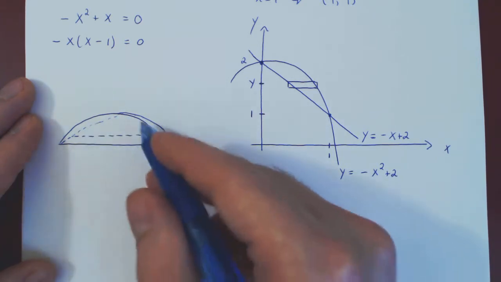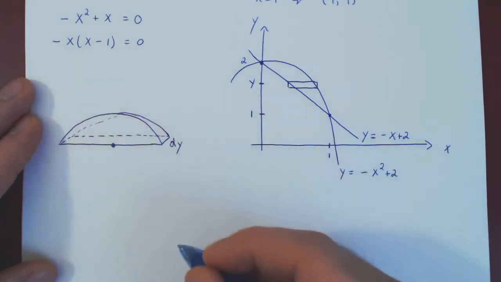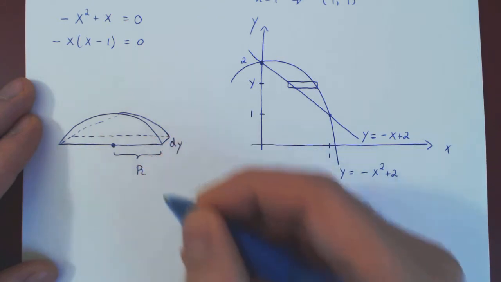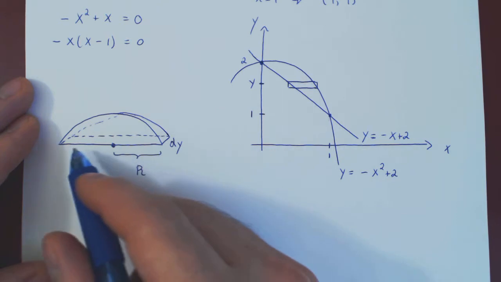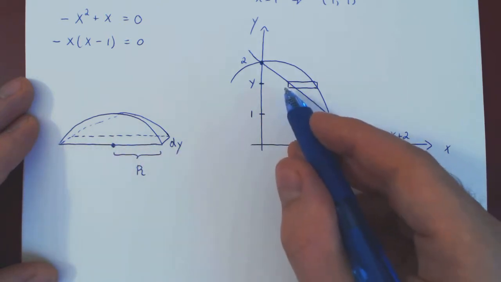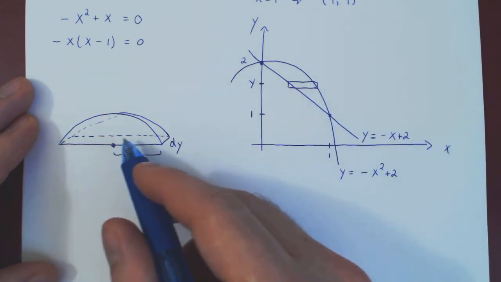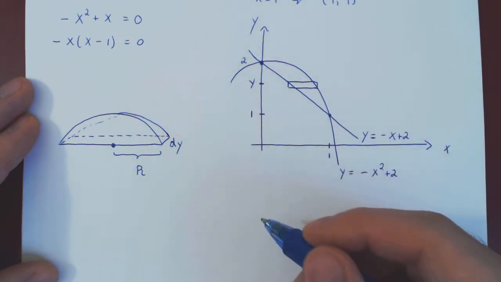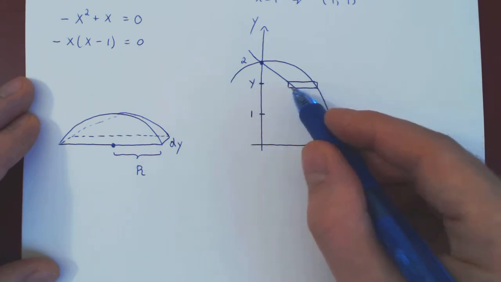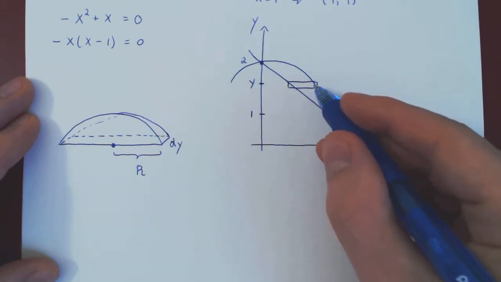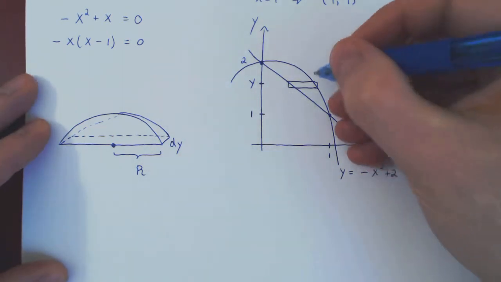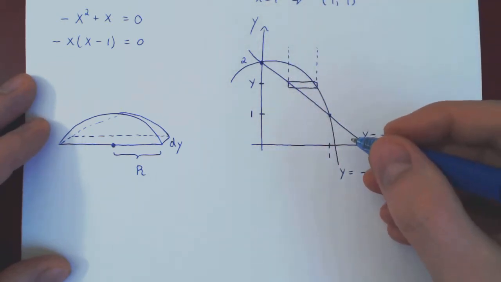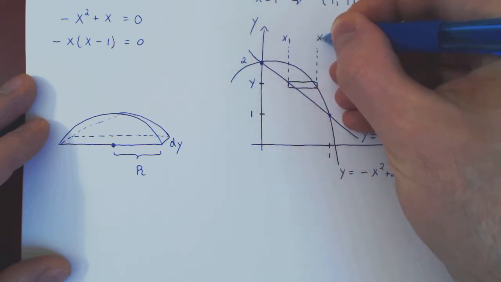To find the area of a semicircle, we need the radius. So this will be the radius. But if you notice, the radius is half the length of the rectangle. So if we can find the length of our rectangular base, half of it will be the radius. So let's find the length of our rectangle. Well, the length is a segment along the x-axis, so we need the larger x value and the smaller x value. So let me call this x1, let me call this x2.